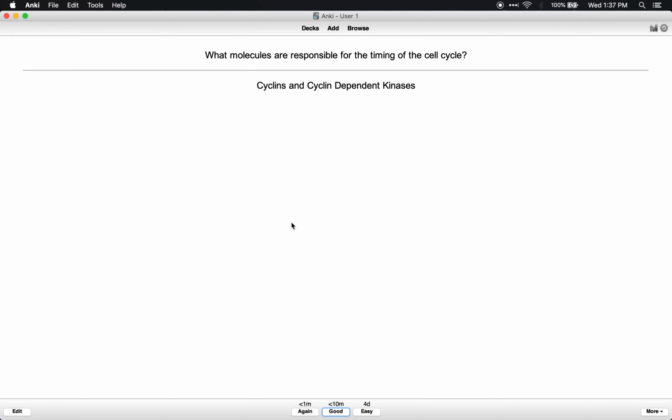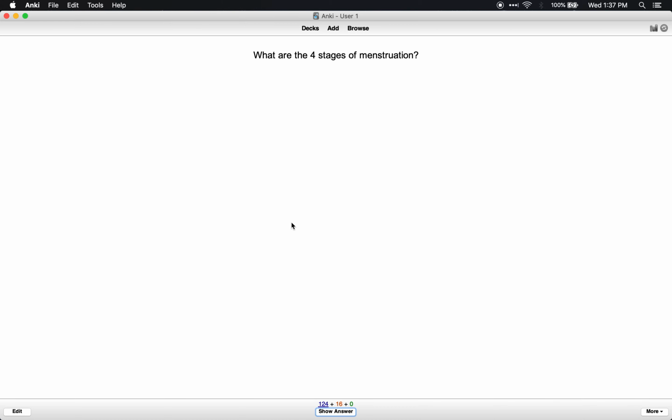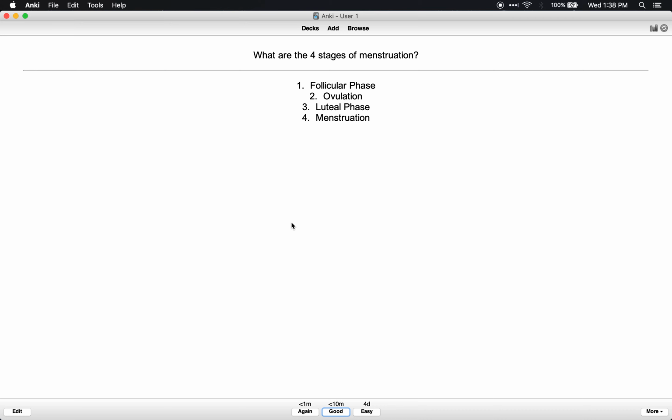What molecule is responsible for timing of the cell cycle? Cyclin and cyclin-dependent kinases. What are the 4 stages of menstruation? Follicular phase, ovulation, luteal phase, menstruation itself.